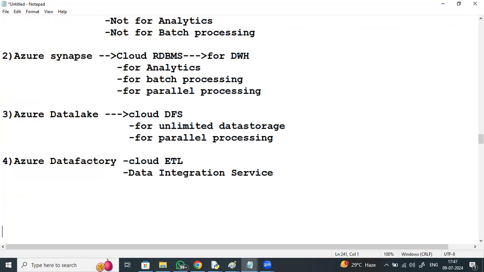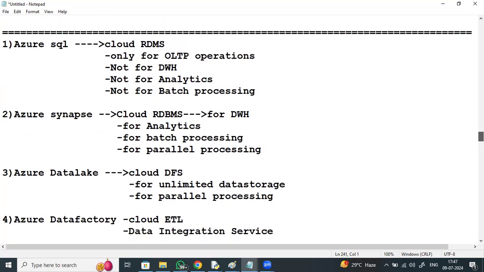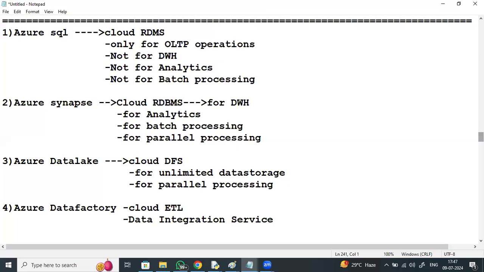Okay. So Azure SQL, Azure Synapse, Azure Data Lake, Azure Data Factory. These are the four I discussed, right? About the differences between Azure SQL, Synapse, Data Lake, Data Factory. As an Azure Data Factory developer, you will be interacting with all these products.